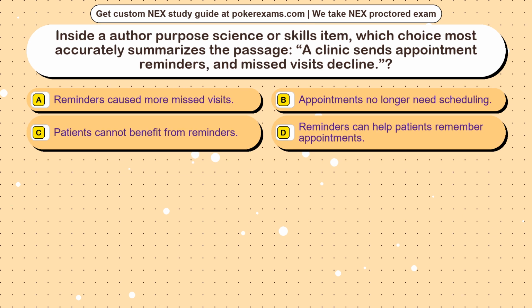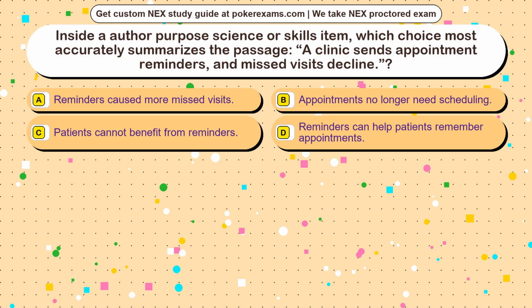Question 24. Inside an author purpose science or skills item, which choice most accurately summarizes the passage? A clinic sends appointment reminders, and missed visits decline. Option A, reminders caused more missed visits. Option B, appointments no longer need scheduling. Option C, patients cannot benefit from reminders. Option D, reminders can help patients remember appointments.